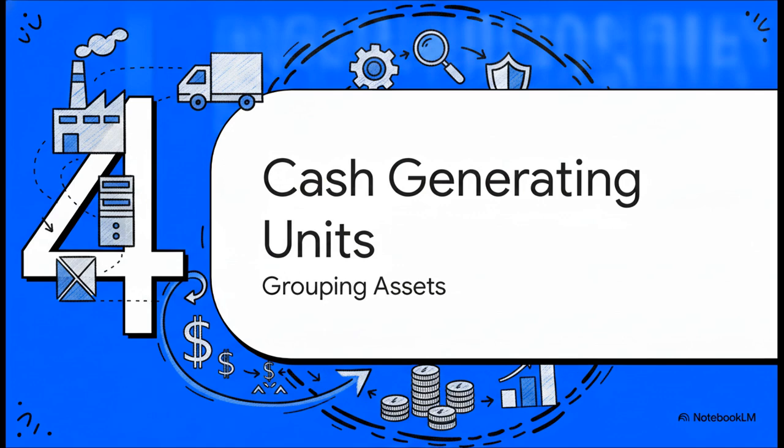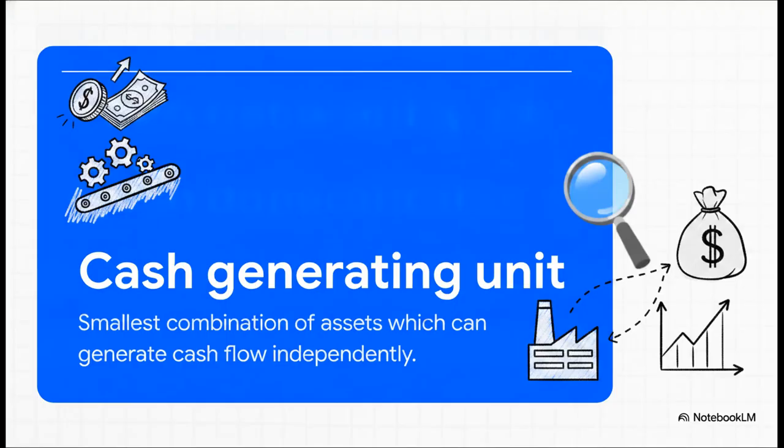Okay, Section 4, Cash Generating Units Explained. Like I just hinted at, sometimes we just can't measure the health of a single asset in isolation. Enter the Cash Generating Unit, or CGU. The definition here is absolutely key. It's the smallest combination of assets that can generate cash flow independently from the rest of the business.